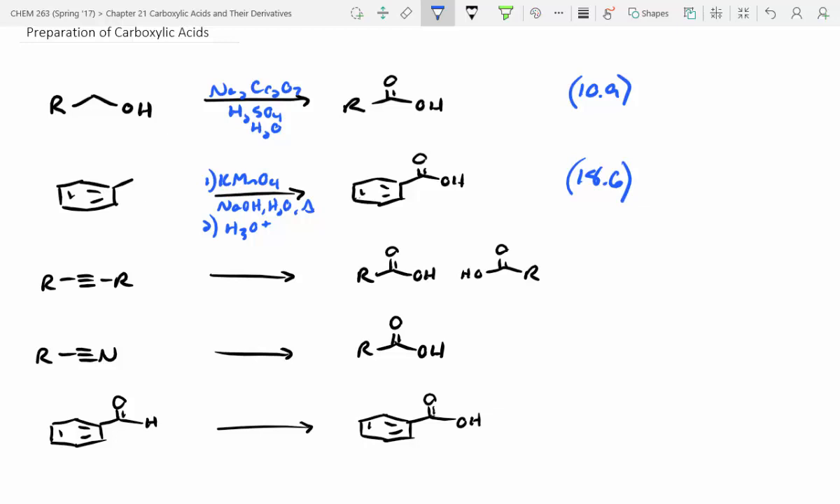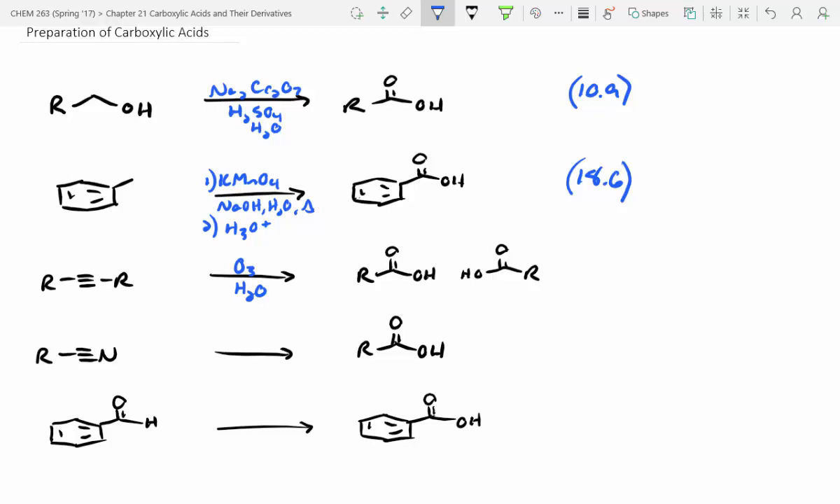And then how can we go from an internal alkyne to a carboxylic acid? Ozonolysis, so ozone and water. Does this work only with internal alkynes? You'll get a mixture. Yeah, you'll get two different carboxylic acids depending on the identity of the R group if it's non-symmetric. But what if it's a terminal alkyne? Does it still work? Then you get CO2. Yeah, you can bubble off CO2. So it does work with terminal alkynes too.